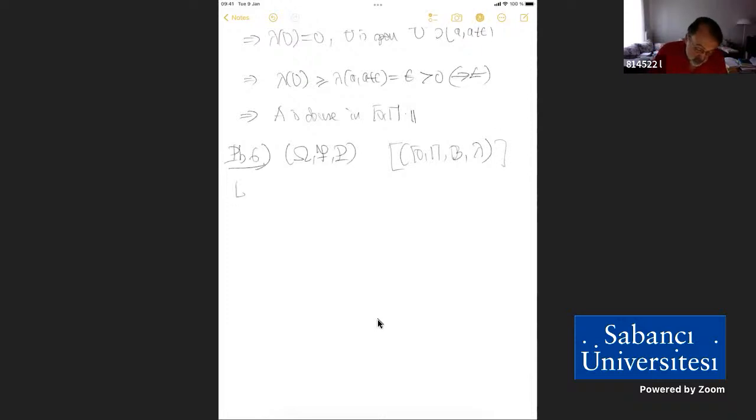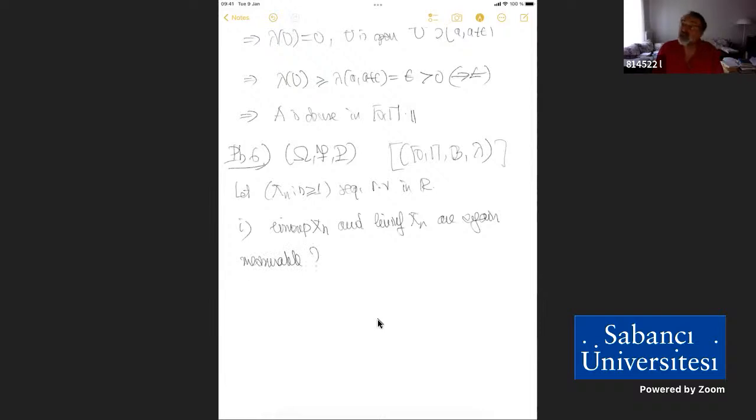So, let me choose X_n, a countable family, a sequence of real random variables, with values in R. Okay, now the first thing is that I want to show whether lim sup of X_n and lim inf of X_n are measurable, are again random variables. This is the first question.